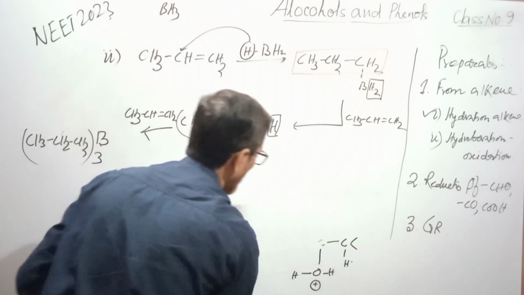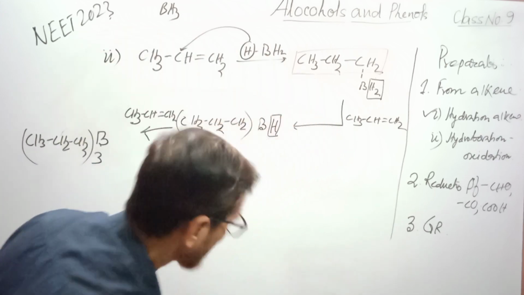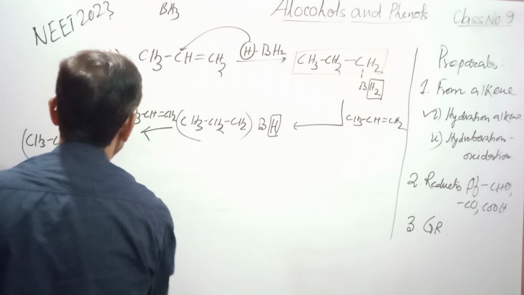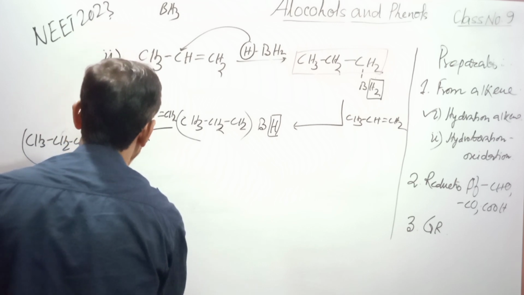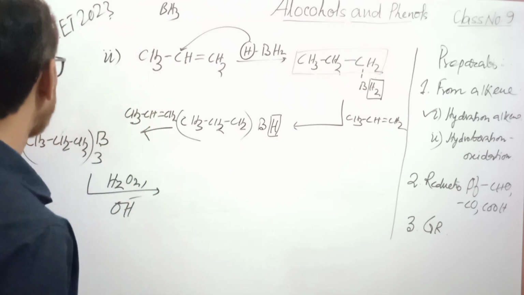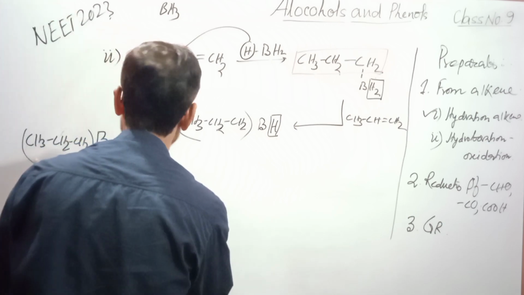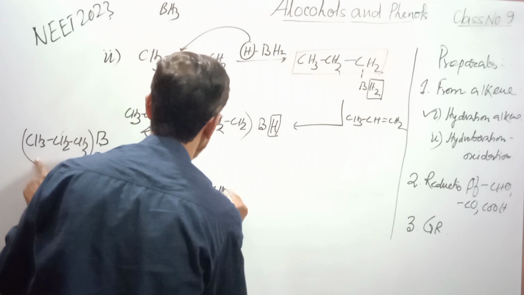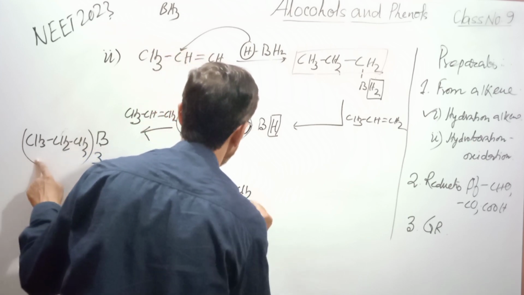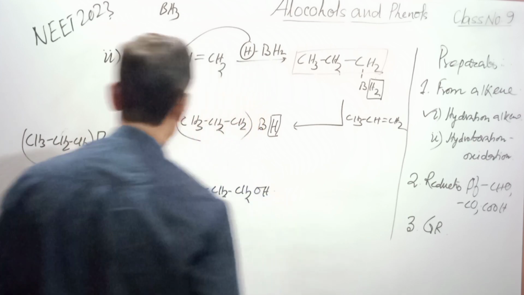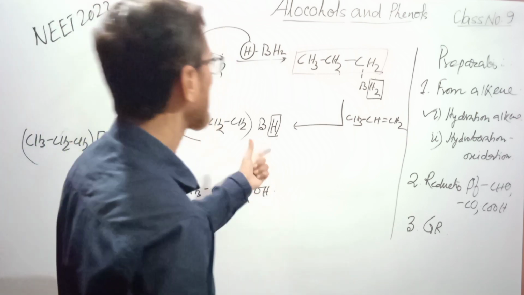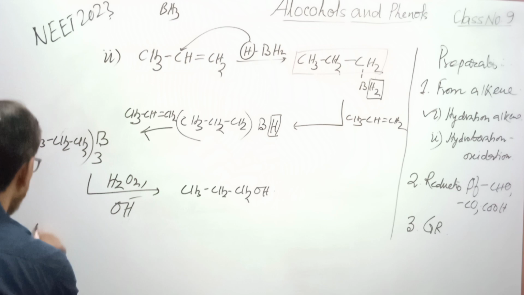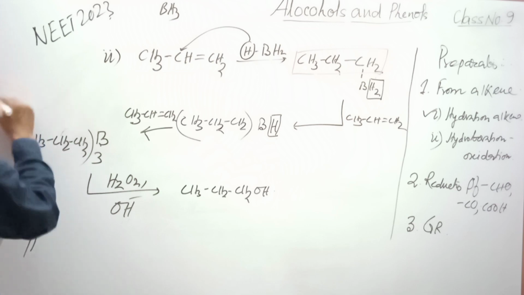Now, what is the final step? The final step is hydrogen peroxide and alkali, OH. That becomes CH3, CH2, CH2, OH. One very striking fact is that it is nothing but anti-Markovnikov.